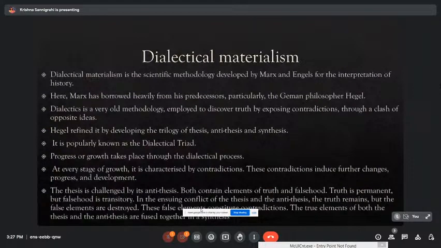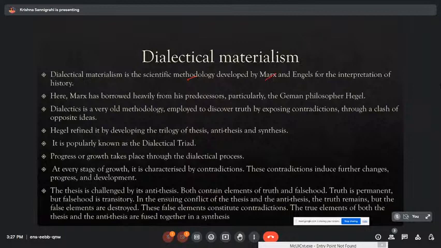Now we are going to discuss what we mean by dialectical materialism. Dialectical materialism is the scientific methodology developed by Marx and Engels for the interpretation of history. Here, Marx has borrowed heavily from his predecessor, particularly the German philosopher Hegel.